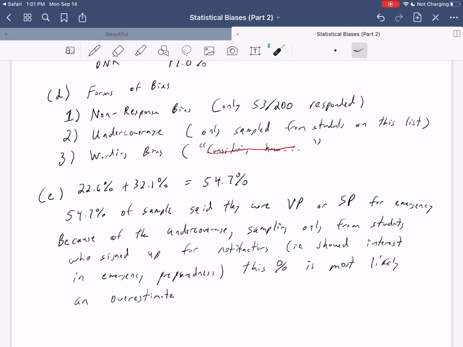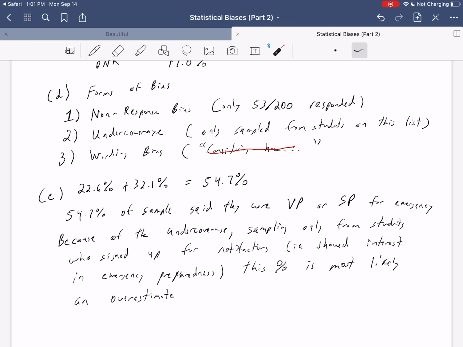Is it guaranteed to be so? Not really. We would have to do further research to really develop that, but it's just something to consider, especially when you have something like an undercoverage where you only picked people from a certain group, and the group that you pick from has a different sort of response to the question that you're asking in this situation.